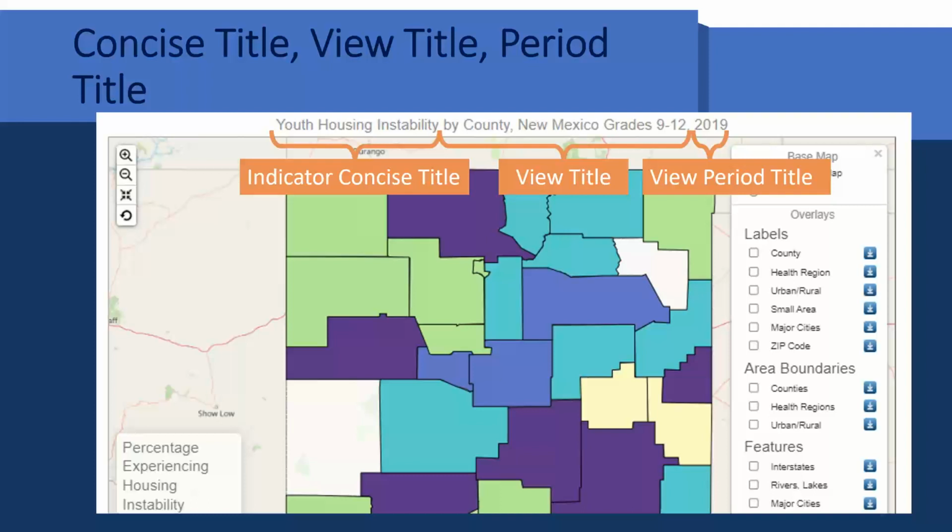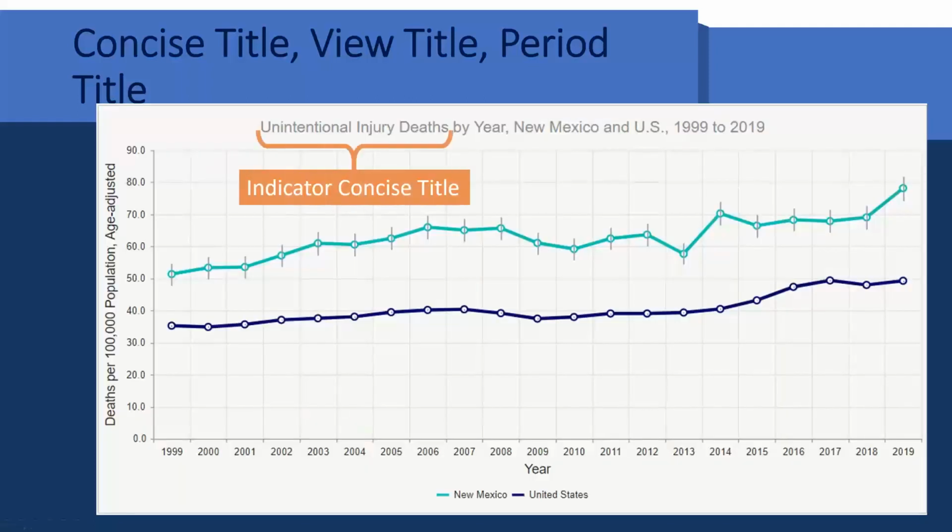So that is how the data view titles are constructed. And of course, if you don't like the title it comes up with, you can fiddle with the inputs to the title, or if you want to totally overwrite the automated title, you can do that too. And then down here is the measure title, and that provides the map legend title and the y-axis title on charts.